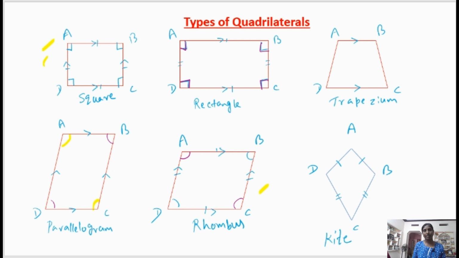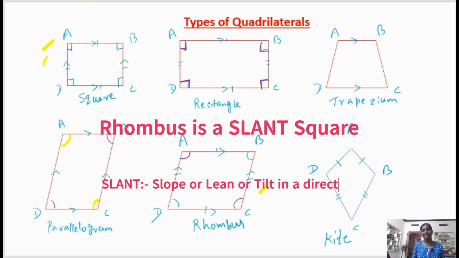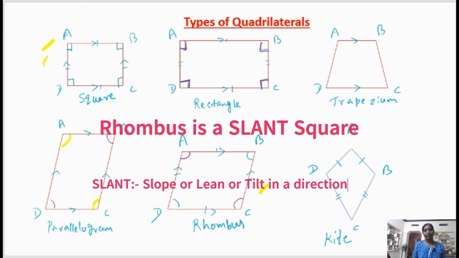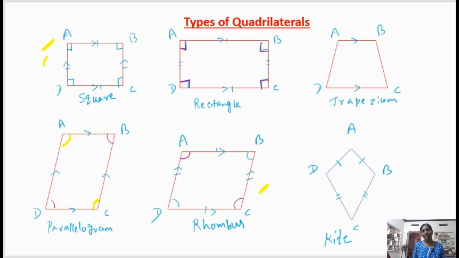Now see this shape, this rectangle. Now again you see square and rhombus. A rhombus is a slant square. See, in the rhombus, AD and BC are slant lines. It looks like a square, but it is a slant square.